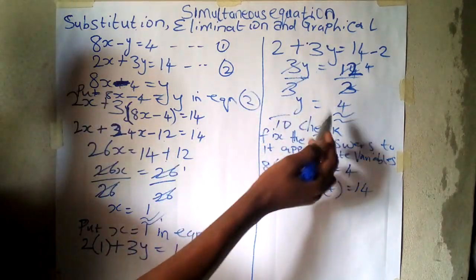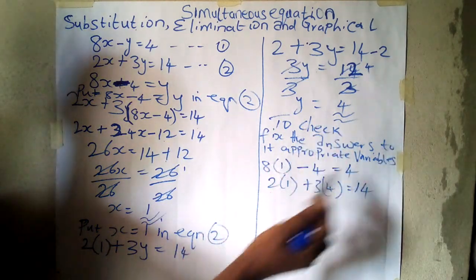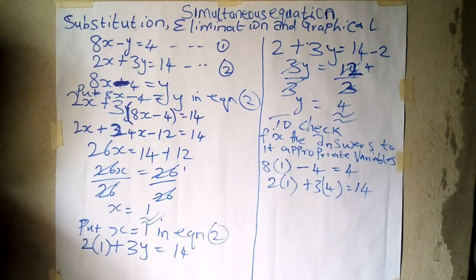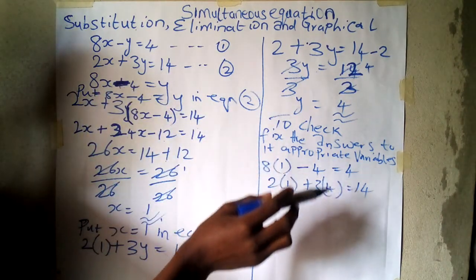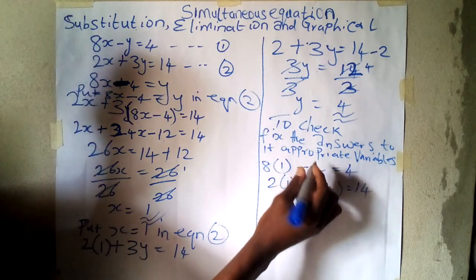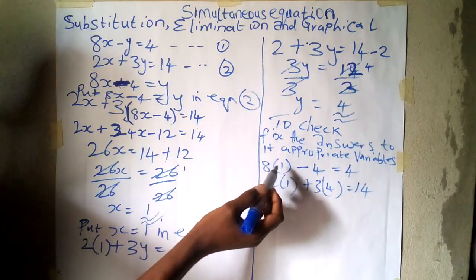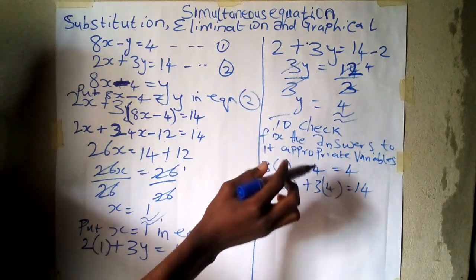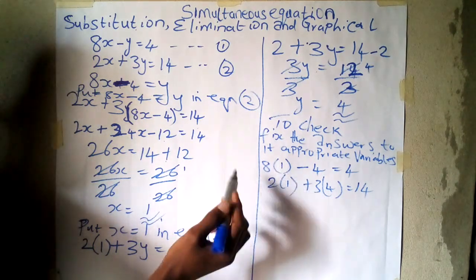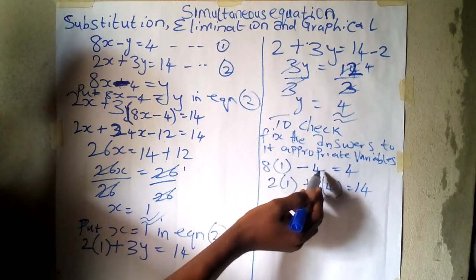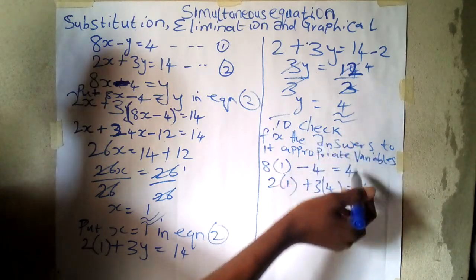Now to check if our answers are correct, you fix the answers to their appropriate variables in the equations. Remember our first equation, 8x minus y is equal to 4. Remember x was 1, y was 4. So we say 8 times 1 is 8. Remember y was 4. So you can now say 8 minus 4 is equal to 4.